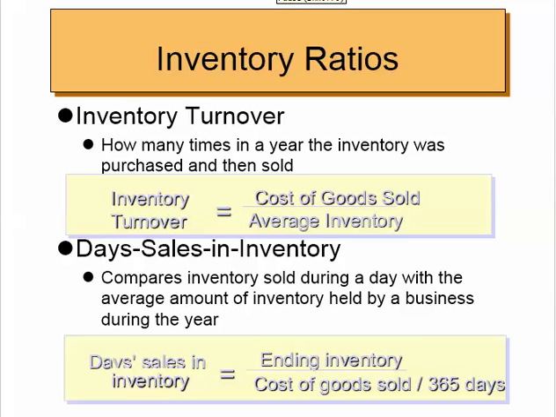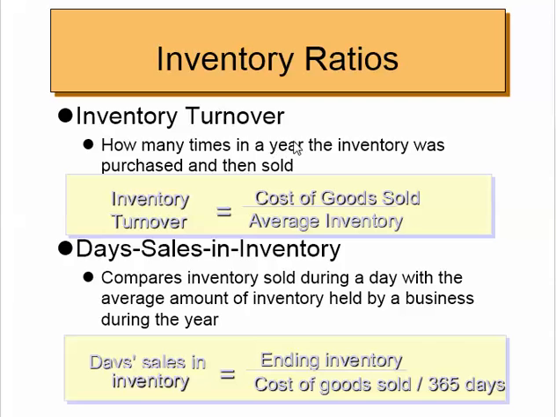Okay, let's look at a couple of ratios that will tell us how much inventory a company should have on hand and maybe how good of a job they're at managing that particular inventory. So there's two ratios that we're going to look at. The first one is the inventory turnover ratio. The second one is called days sales in inventory.